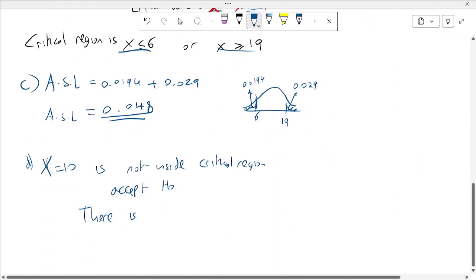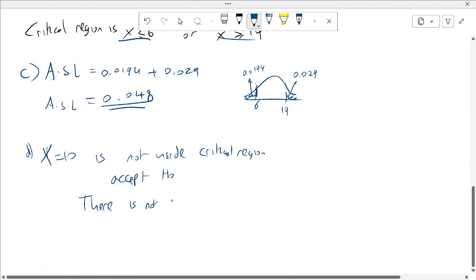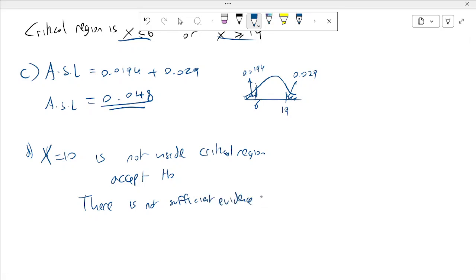Sorry, my pen is being weird here. There is not sufficient evidence that, and you have to link it to the context. So proportion of adults with the allergy has changed. So you can't say there's not sufficient evidence to support H1 or to reject H0, okay? That does not say the context of the question. We talk about proportion of adults with an allergy and change because of the two-tailed test, okay?